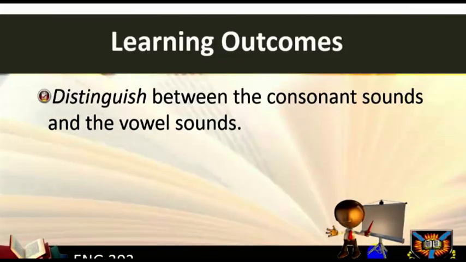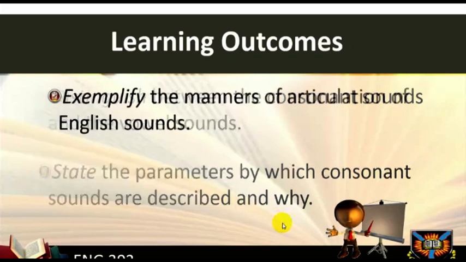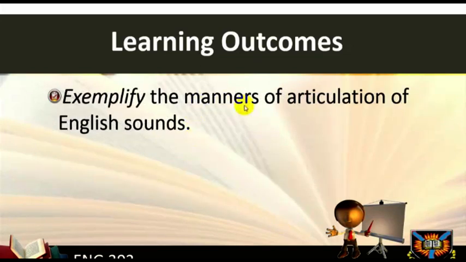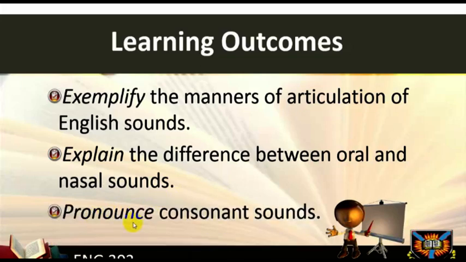Learning outcomes. When you have studied this section, you should be able to distinguish between the consonant sounds and the vowel sounds. State the parameters by which consonant sounds are described and why. Exemplify the manners of articulation of English sounds. Explain the difference between oral and nasal sounds. Pronounce consonant sounds.